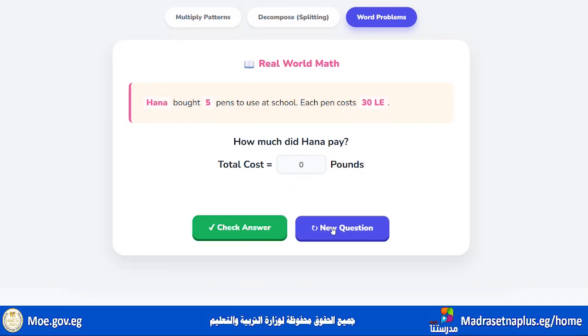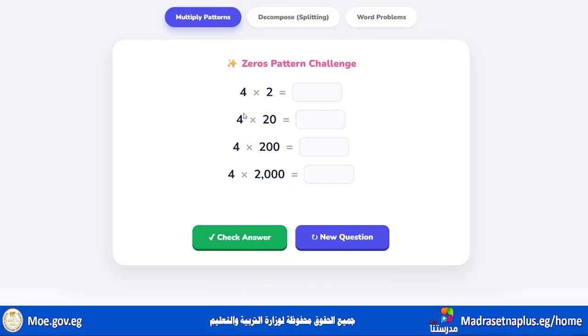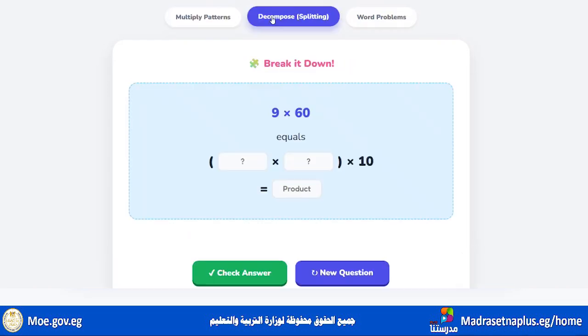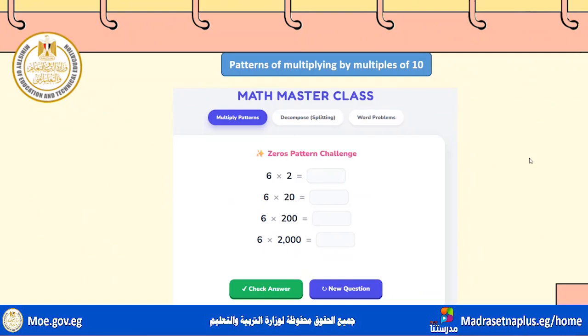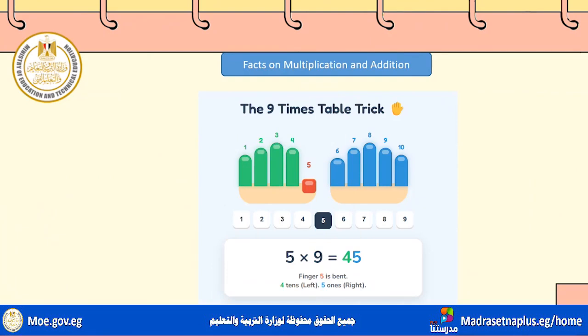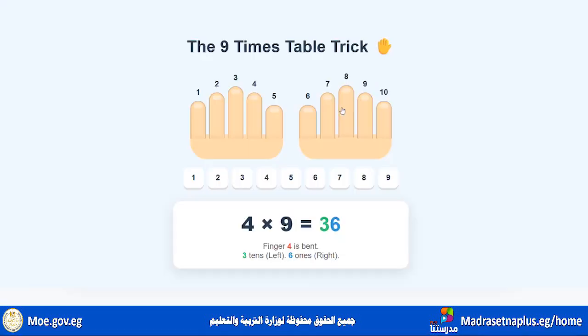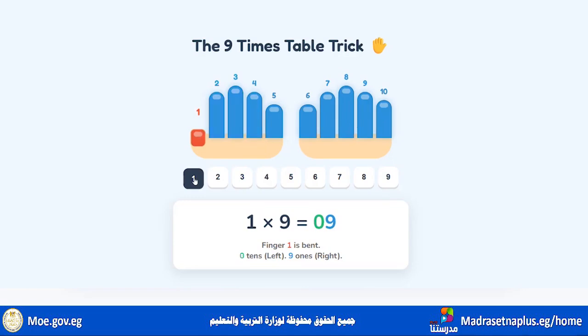So we had a quiz about multiplying using patterns, using decomposing or splitting, or using multiples of 10 in word problems. Let's do another activity for our lesson. It was a funny game on multiplication and addition: the 9 times table trick. This trick is for table 9 only.